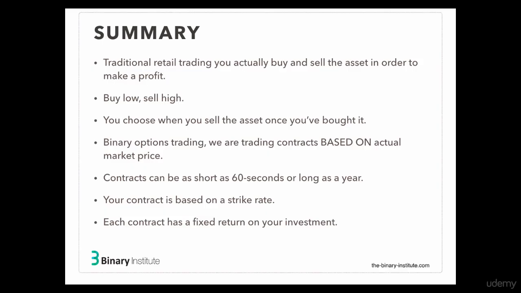In binary options, we're trading contracts, puts and call positions. Each contract will expire at a certain time, so contracts could be as short as 30 or 60 seconds, or as long as several years. You will enter the market at a certain price or a certain strike rate, and as long as your trade is 1 point or 1 pip in the correct direction you've traded, you will win your trade. Each contract has a fixed return on your investment, so your profit from your trade will depend on the size of your investment into the trade, rather than the amount of price movement in the market. And these, ladies and gentlemen, are some of the major differences between trading traditional and binary options.